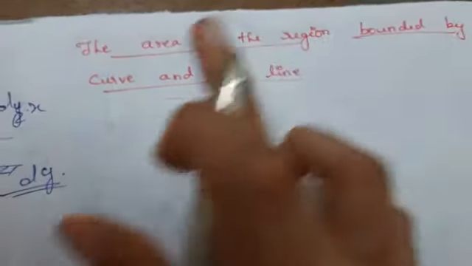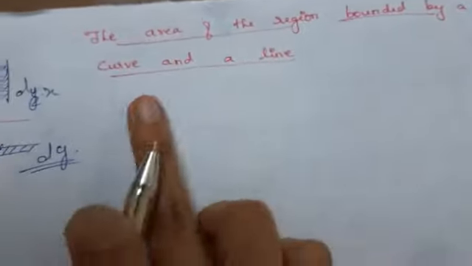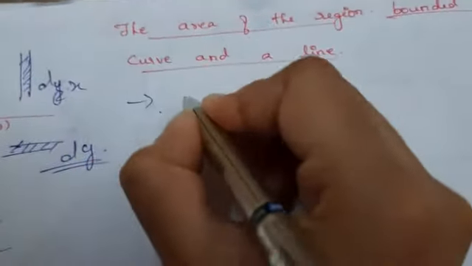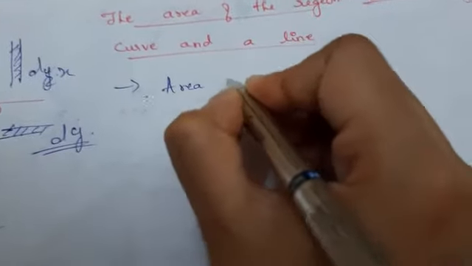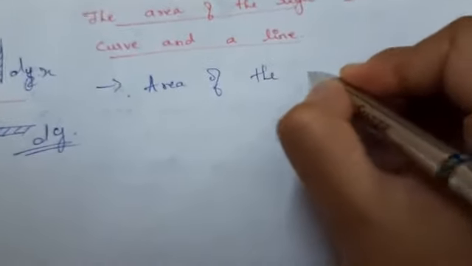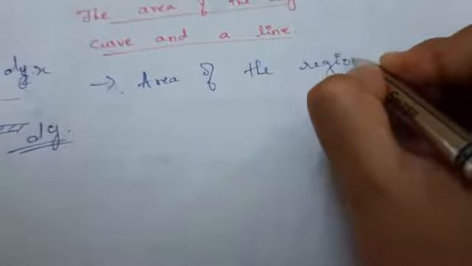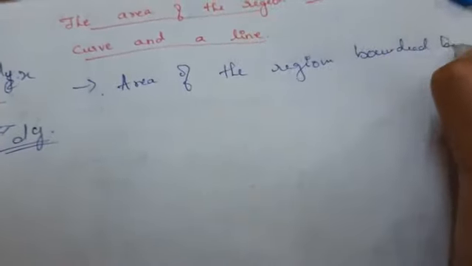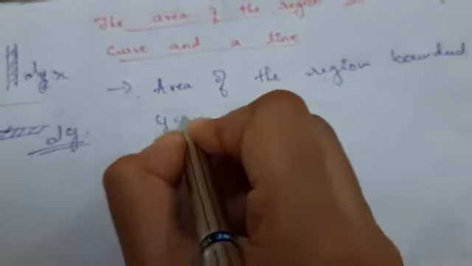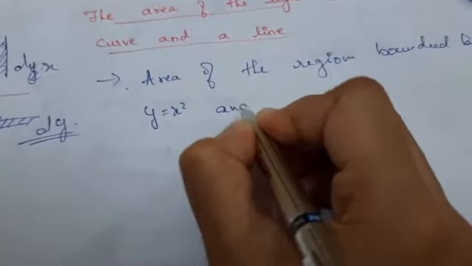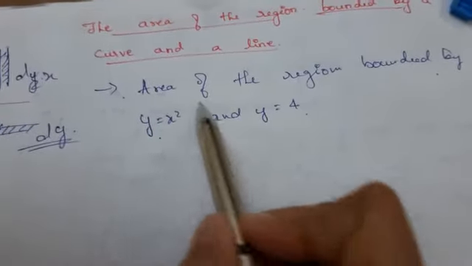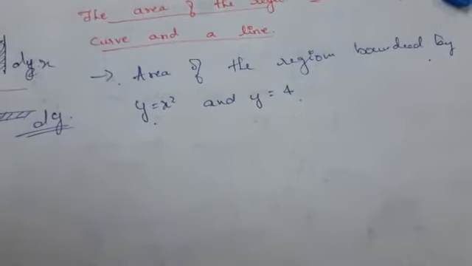The next concept is the area of the region bounded by a curve and a line. Suppose they ask us to find the area of the region bounded by y is equal to x square and y is equal to 4. So we are going to find the region bounded by the curve y is equal to x square and y is equal to 4.